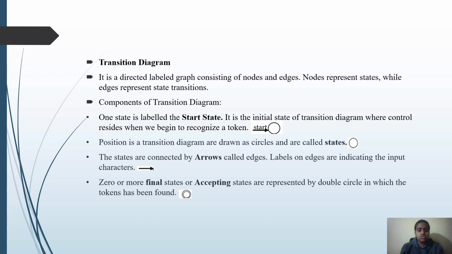Components of transition diagram. One state is labeled the start state. It is the initial state of the transition diagram where control resides, where we begin to recognize a token. Positions in a transition diagram are drawn as circles and are called states. The states are connected by arrows called edges. Labels on edges indicate the input characters. Zero or more final states or accepting states are represented by double circles, in which the token has been found.